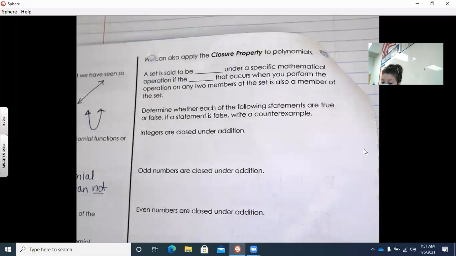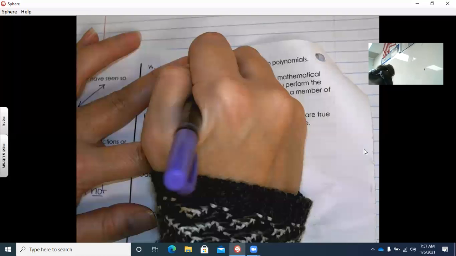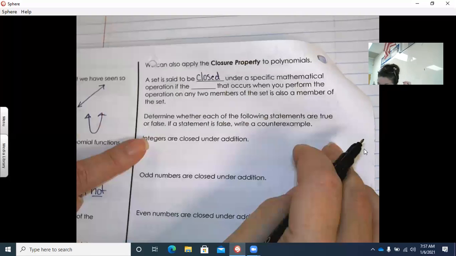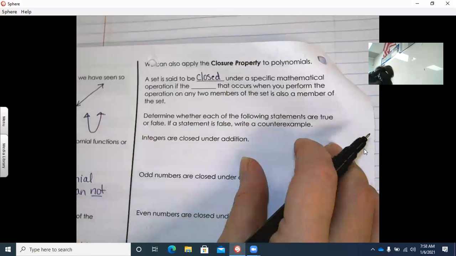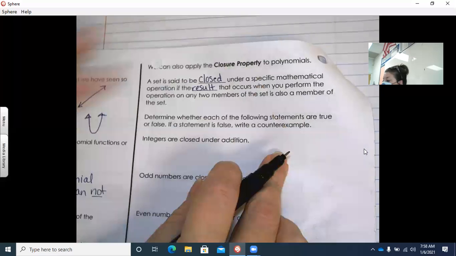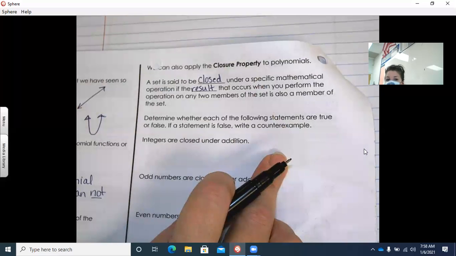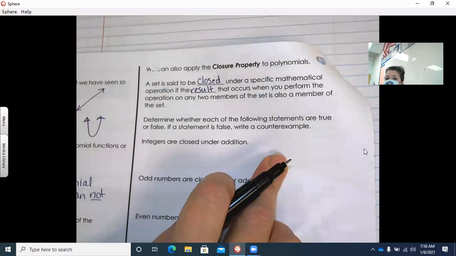Okay, a set is said to be closed under a specific mathematical operation if the result that occurs when you perform the operation on any two members of the set is also a member of the set. What does that mean? Now, it sounds confusing, but it's not really. So determine whether each of the following statements are true or false. If a statement is false, write a counterexample.